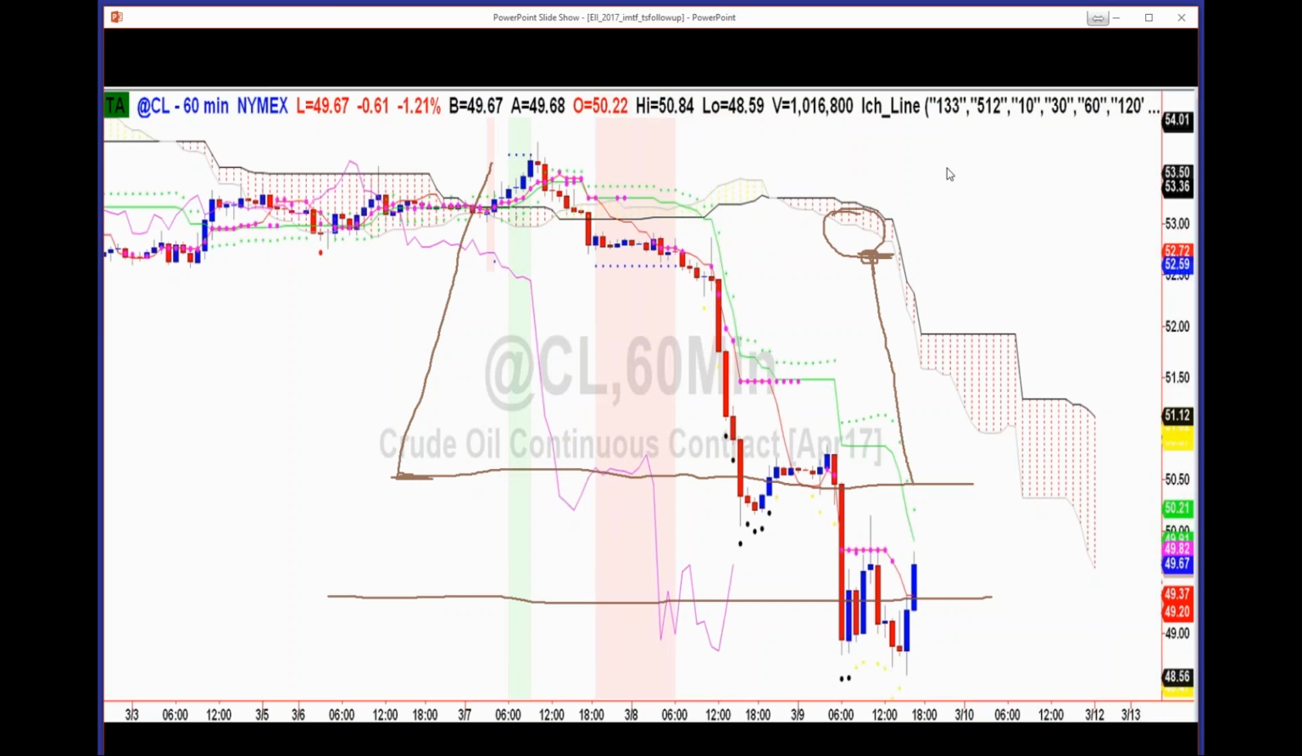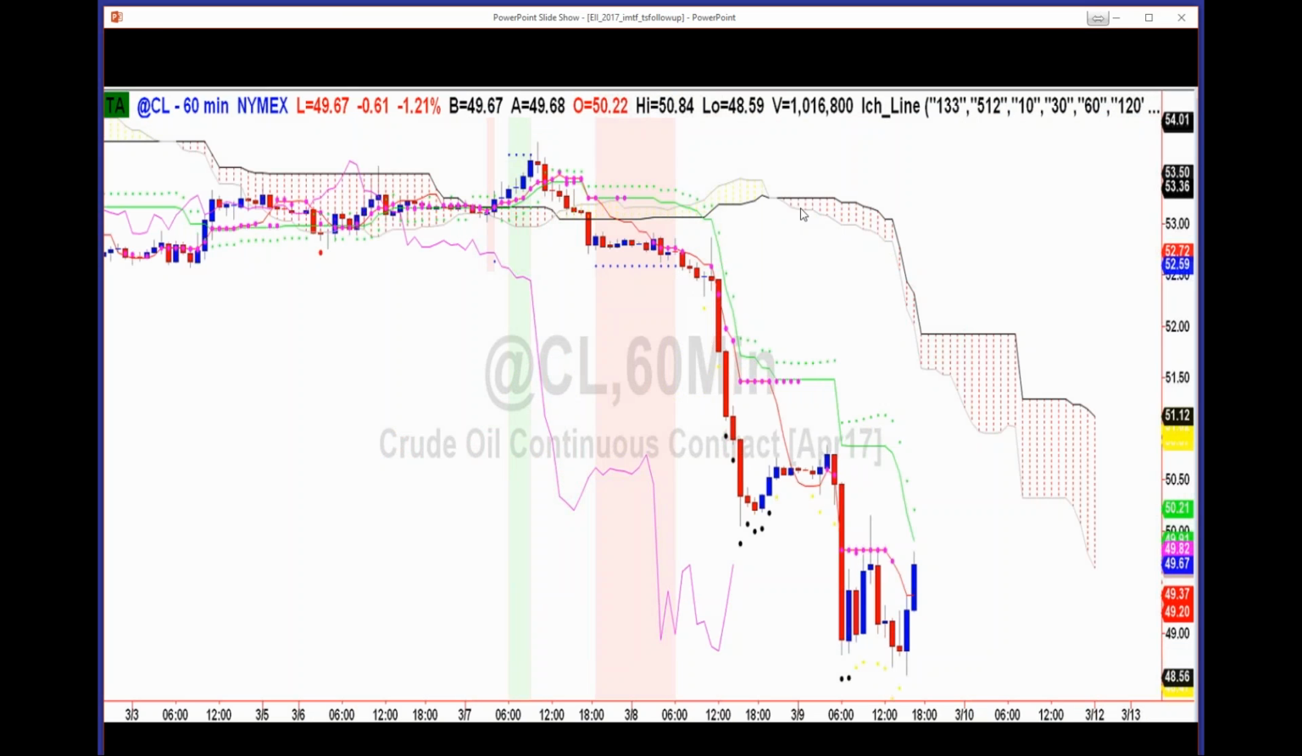This is crude oil on a 60-minute. If that was the higher time frame, if you look at the 60-minute, you could see there was a setup automatically there for you for crude oil. Why? There's a shaded area here, red. You had a bullish shaded area that failed. Now you had a red shaded area here. Okay. You can't do a pullback at all.